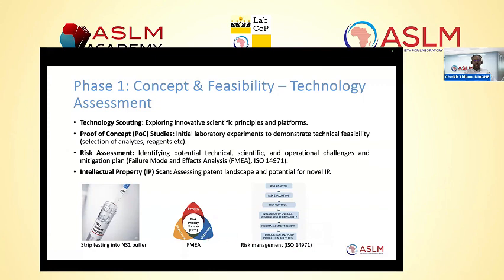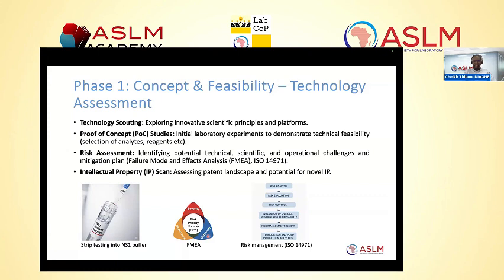The RPN is calculated by multiplying the severity by the occurrence by the detection. The severity is the seriousness of the failure and its consequence on the end user. And we have the occurrence, which is the likelihood of that failure to happen, and the detection, which is the likelihood to detect that failure.